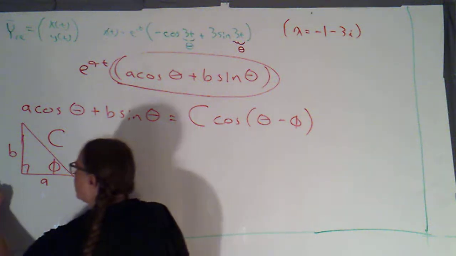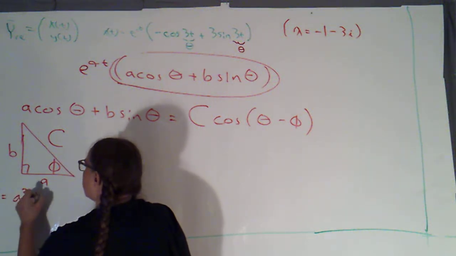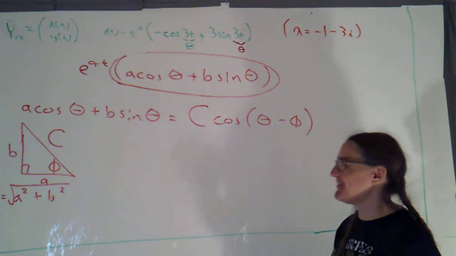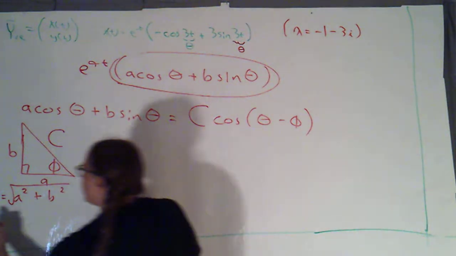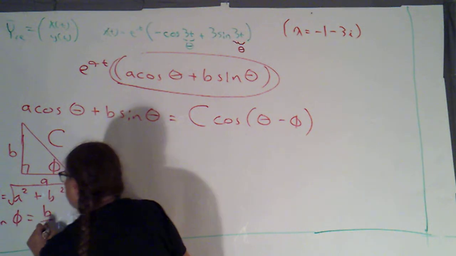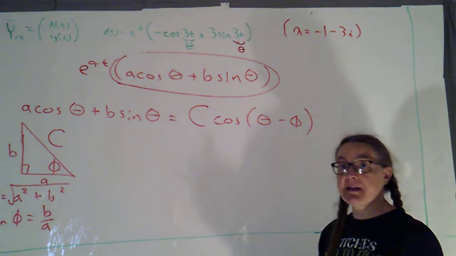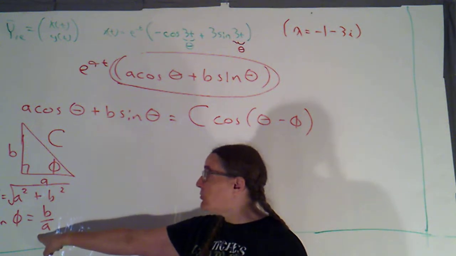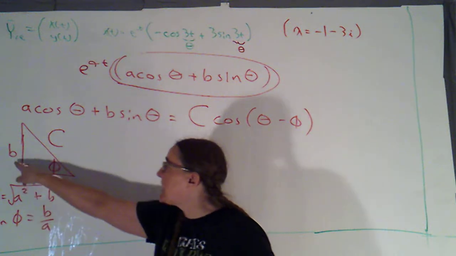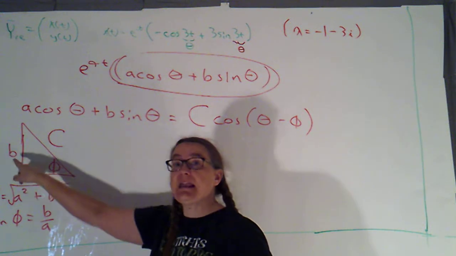Based on this triangle, I can see that c would be the square root of a squared plus b squared. And I can also see that tangent of phi is going to have to equal b over a. Now, of course, that equation would have infinitely many solutions. What I would need to do is take a look at the signs of a and b.